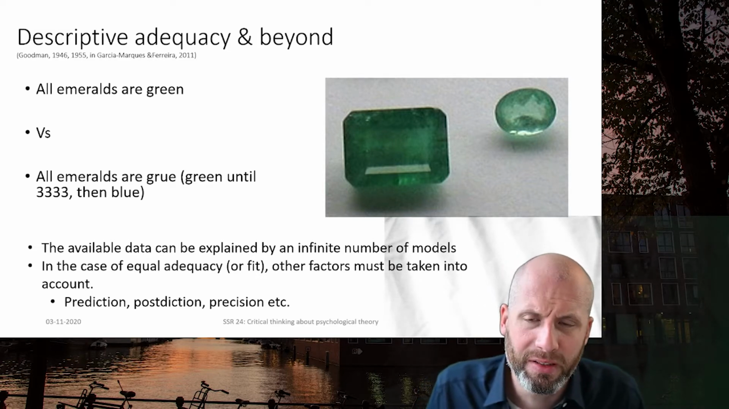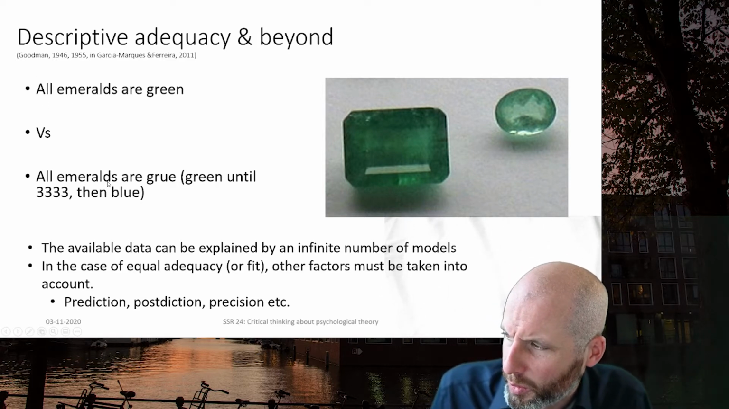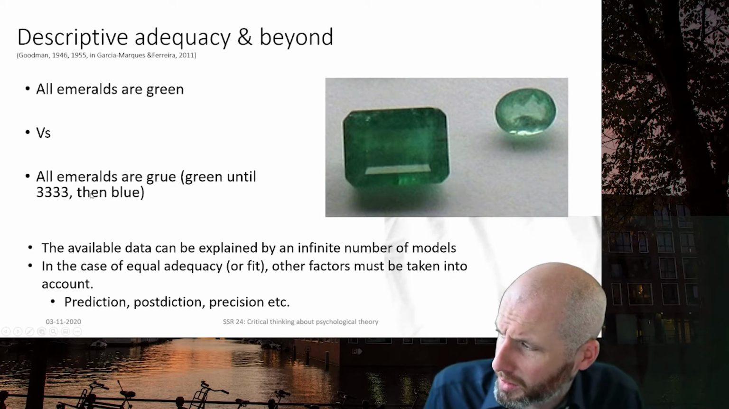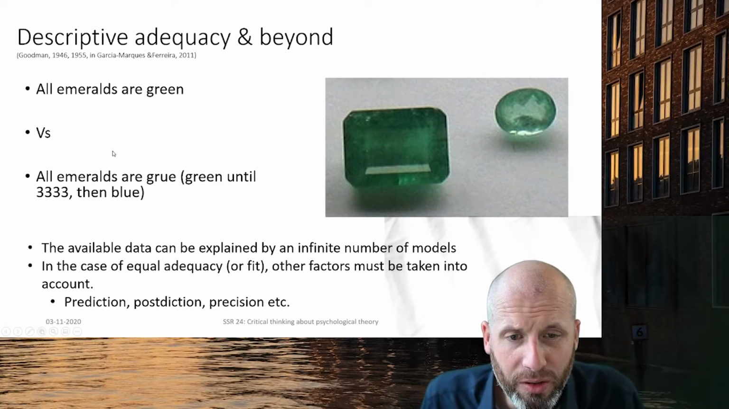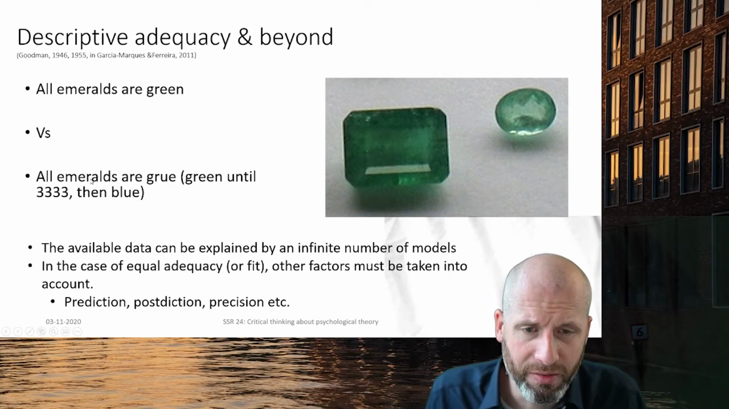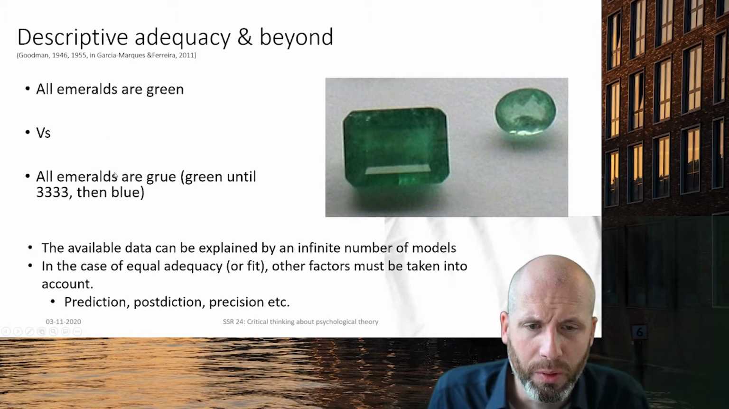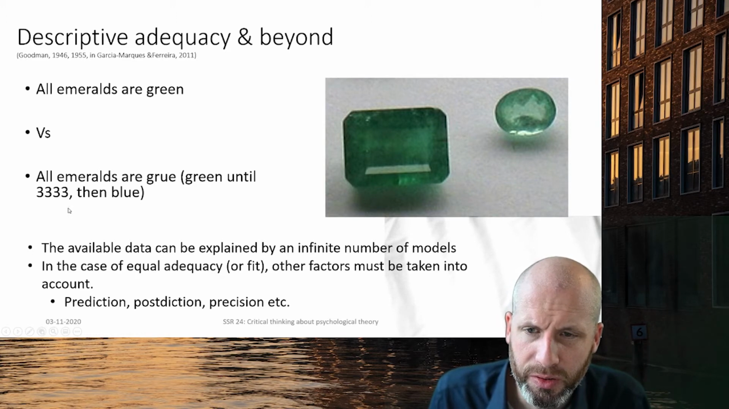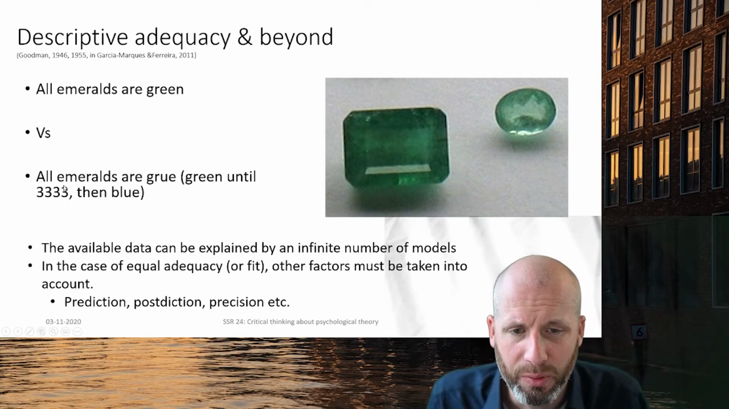A silly example would be, I have two theories. One is all emeralds are green, and the second one is all emeralds are blue, which means they're green until the year 3333, and then they'll all turn blue. So if you look at all the available data, all the emeralds that have existed up until now, both theories would fit the data equally well. It won't be until the year 3333 that we're able to differentiate between the two competing theories.